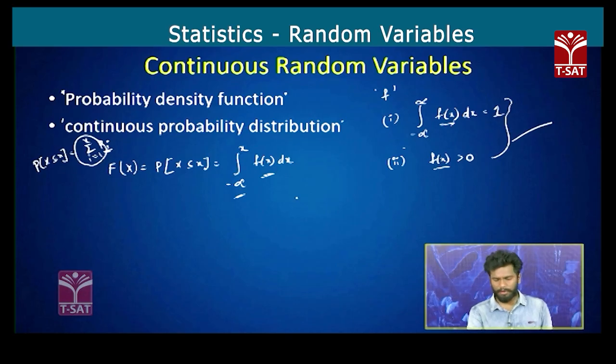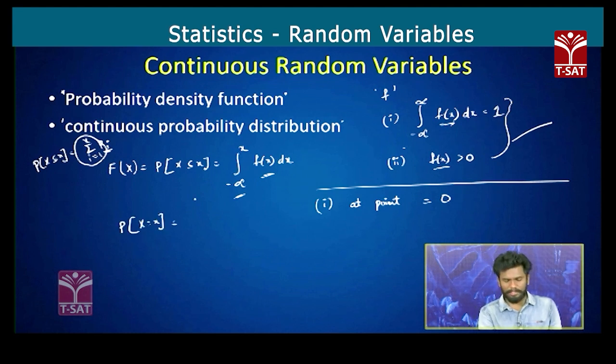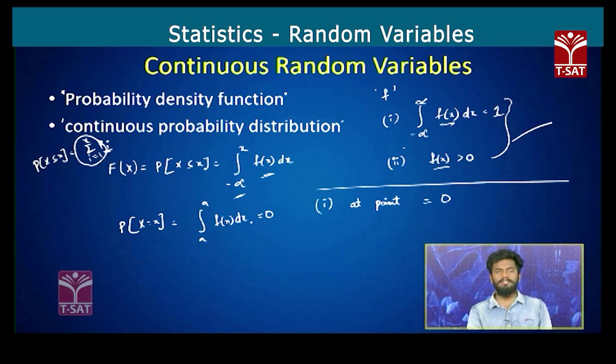Now we'll just check the properties. First one, the probability at any single point must be equal to 0 in case of continuous random variables. That is, if you want to find the probability at a single point X is equal to a, it is nothing but the integral from a to a of f of x dx, and it will be equal to 0. That shows that the probability at any single point in a continuous probability distribution is equal to 0.